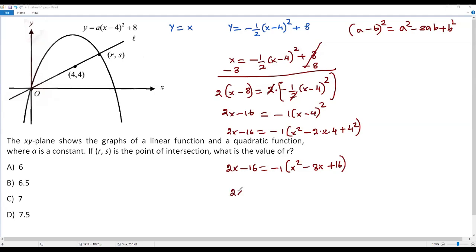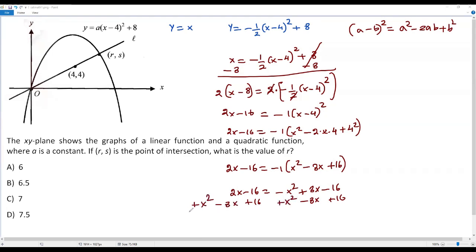Okay, now we get 2x minus 16 equals, we can distribute this negative 1 to each term. Then I'm getting negative x square, negative times negative 8x will become positive 8x, and negative 1 times positive 16 will be negative 16. Now we can add 16 to both sides, and also subtract 8x from both sides, and also add x square to both sides.